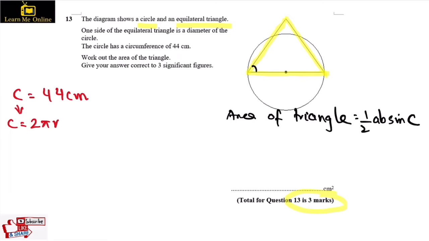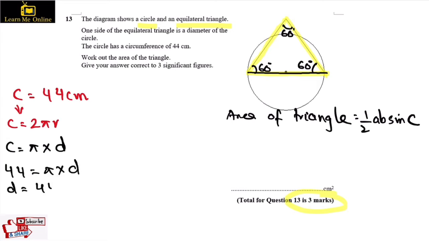Because it's an equilateral triangle, we know this is 60, this is 60, and this is 60 as well. So we know the angles. What else we can find out is the length of this side, which is the diameter. Now we know that the circumference is given to us. We're going to use pi times d. Circumference is 44. Pi is 3.142, times d. To find d, we do 44 over pi.